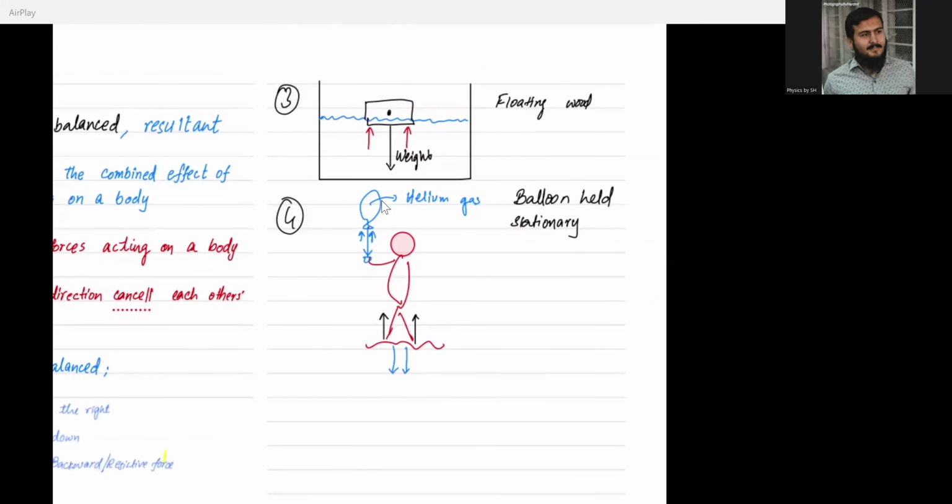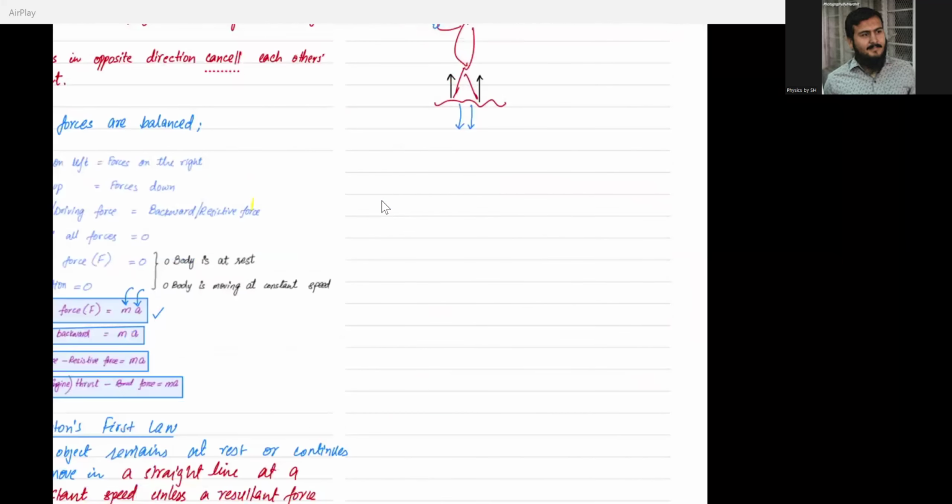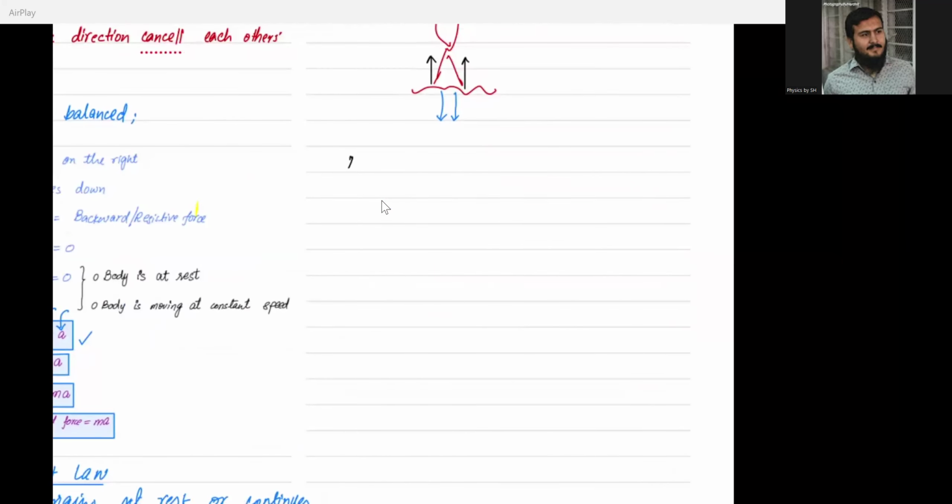Balloon held stationary, right? इन सब एग्जाम्पल्स में एक चीज कॉमन है, और वो क्या है कि the body remains at rest. अच्छा, अब न्यूटन का फर्स्ट लॉ, when the body is moving with constant speed. Body is moving with constant speed.